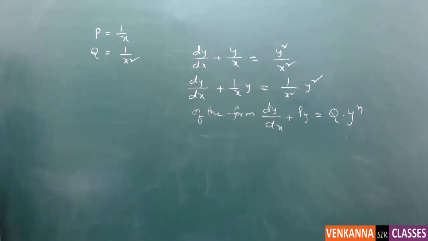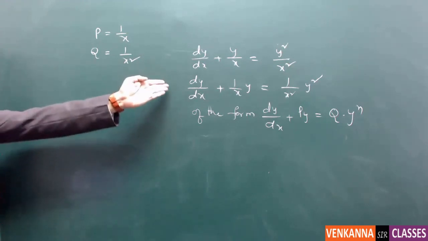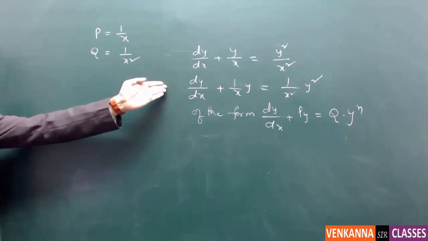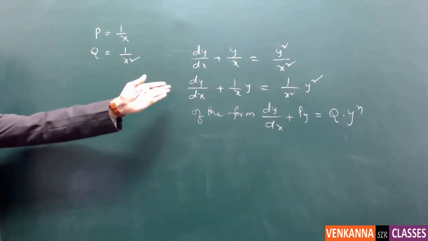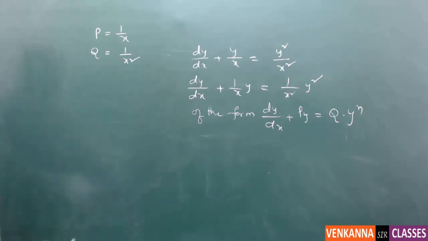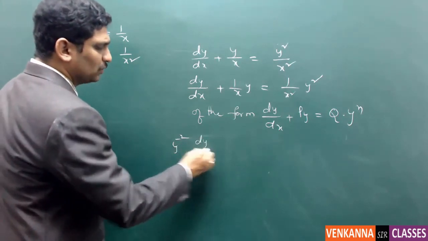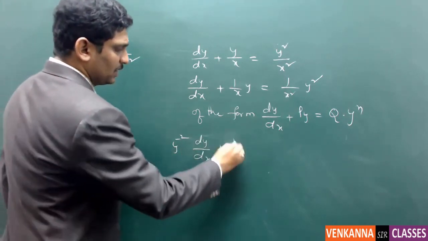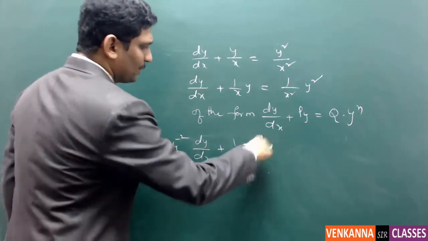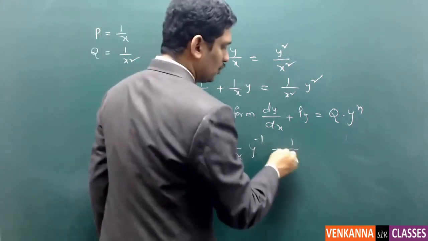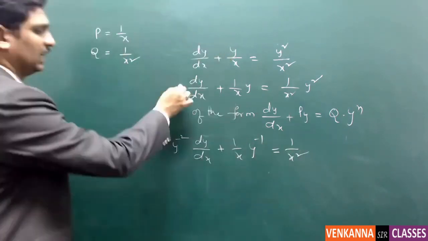So to convert that into a linear model, we multiply the whole equation with y power minus 2, nothing but we divide the equation with y square. So what happens? y power minus 2 into dy by dx plus 1 by x into y power minus 1 is equal to 1 by x square. It will come like this.